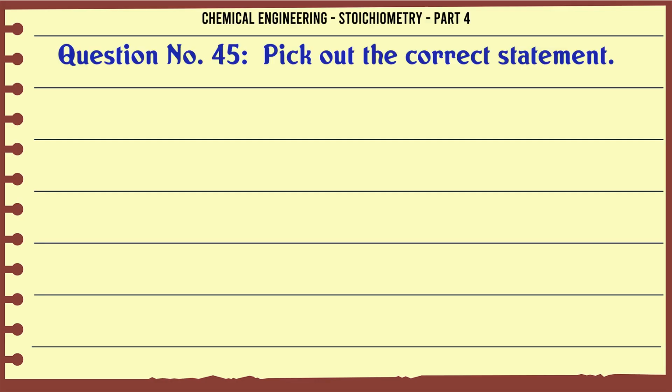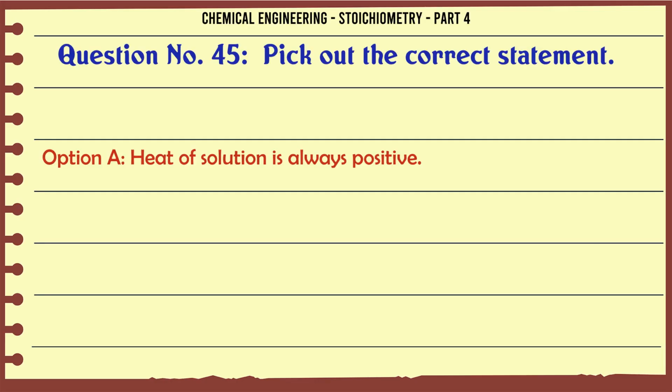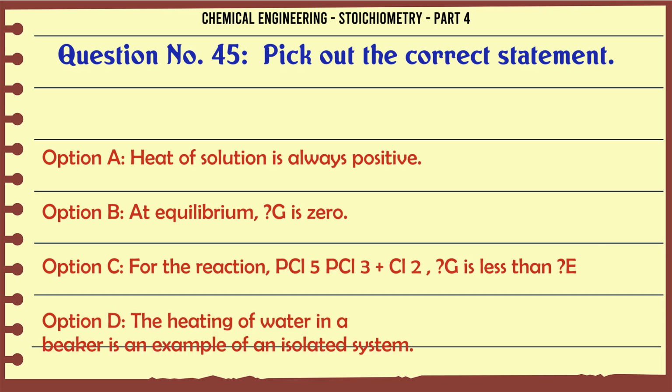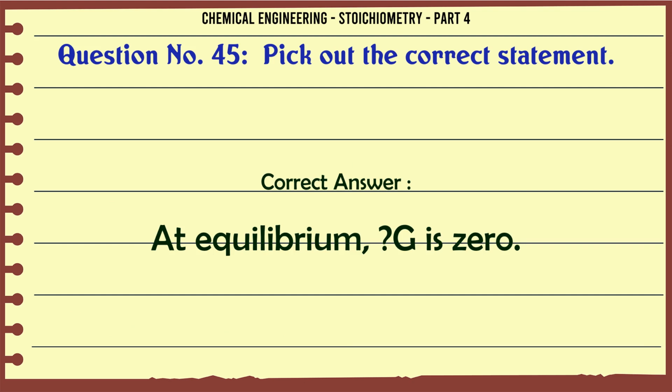Pick out the correct statement. A heat of solution is always positive. B at equilibrium ΔG is 0. C for the reaction PCl5 → PCl3 + Cl2, ΔG is less than ΔE. D the heating of water in a beaker is an example of an isolated system. The correct answer is at equilibrium ΔG is 0.